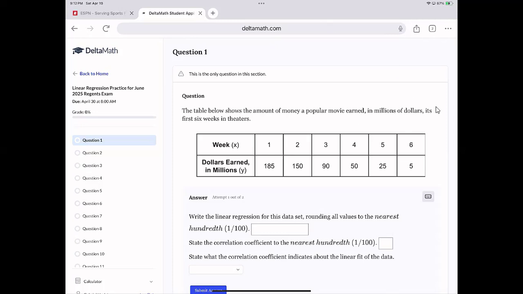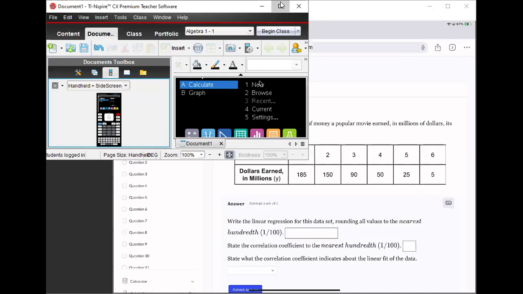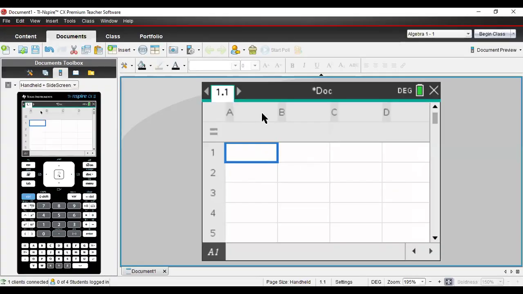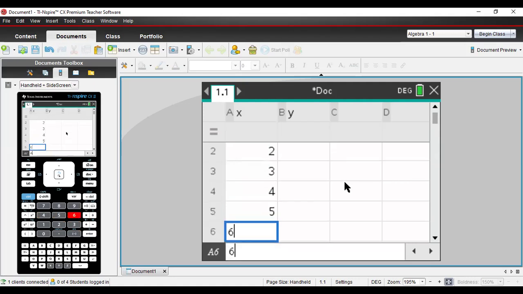So let's go. So I need the calculator. You got to use the calculator in this. There's no way around it. So let me go grab the calculator. What we have is going to go here to the table. This is going to be X. This is going to be Y. And then we're just going to enter the X and Y. So it's X, 1, 2, 3, 4, 5. It was 6 weeks of data.